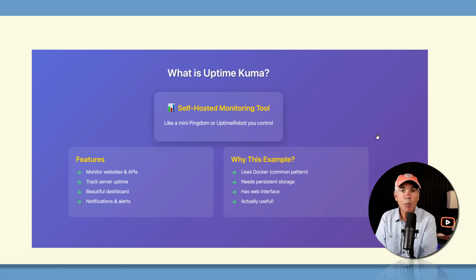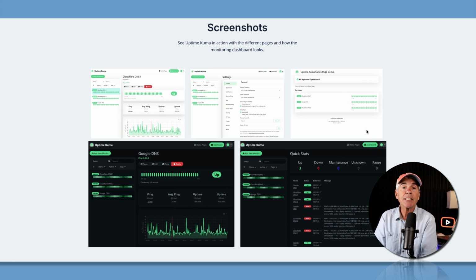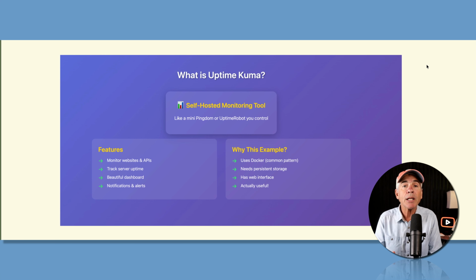So Uptime Kuma is a self-hosted monitoring tool. It's basically just a fancy dashboard that you can use on your VPS to monitor websites, APIs, and other services that you installed on your VPS. Uptime Kuma is installed in a Docker environment very similar to how N8N is set up. The application or the image is in a Docker container, and the data is stored in a separate Docker volume. That way, when you update the application, just like when you update N8N, there's no risk of losing all of the data because it's stored in a separate Docker volume.